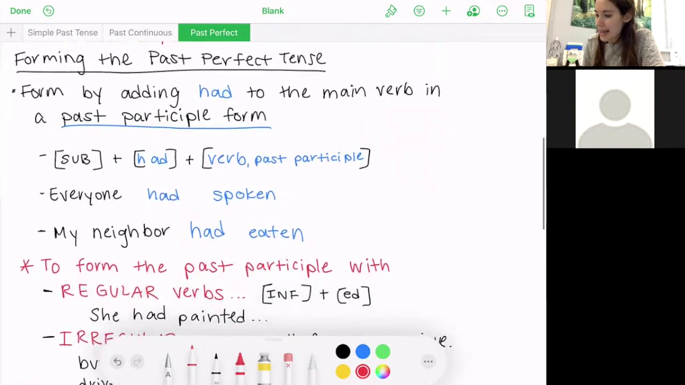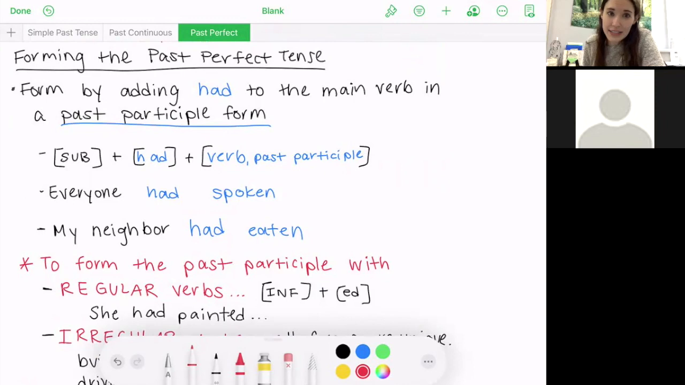Let's look at how we can form the past perfect tense. You will form the past perfect tense by adding the word had and you use the main verb in the past participle form. This one is like the past continuous where you have two components and you'll use the word had. And then we're going to learn about past participles. For regular verbs, this is pretty easy. But for irregular verbs, they all have unique past participle forms. So we'll have to start learning some of those. You might need to refer to a list and make sure that you're using the correct past participle form.